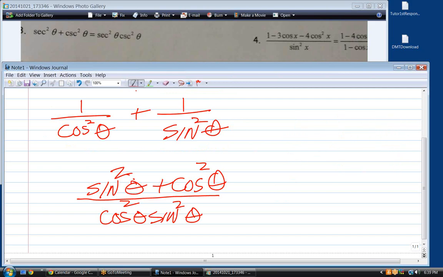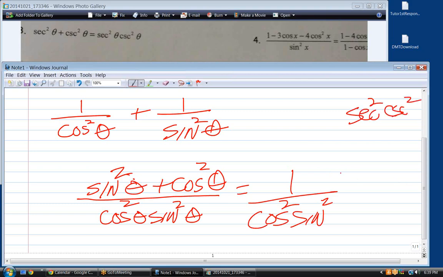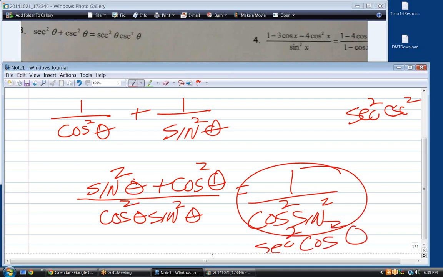Now, what's the top? It's 1. So it's 1 over cosine squared sine squared. And we're trying to prove that it's equal to secant squared cosecant squared. Well, what's that equal to? That is equal to secant squared times cosecant squared. Sorry, my mistake. But it's the identity. In other words, we've done it.